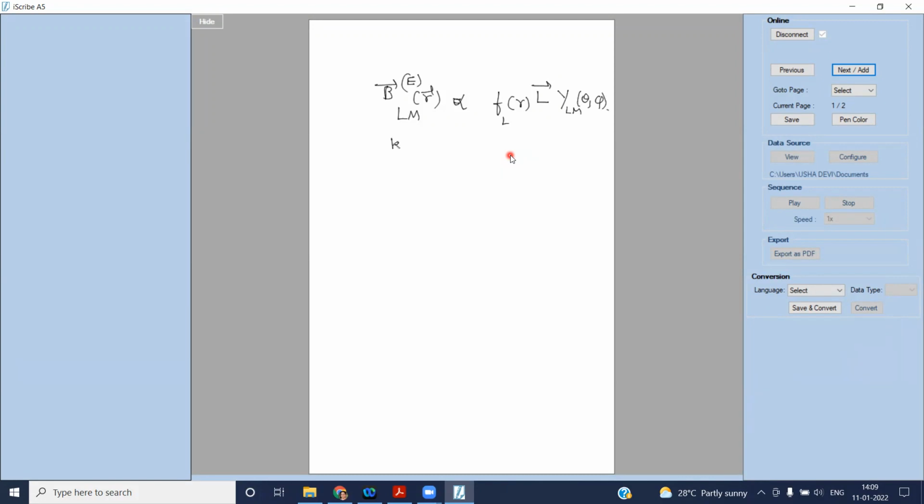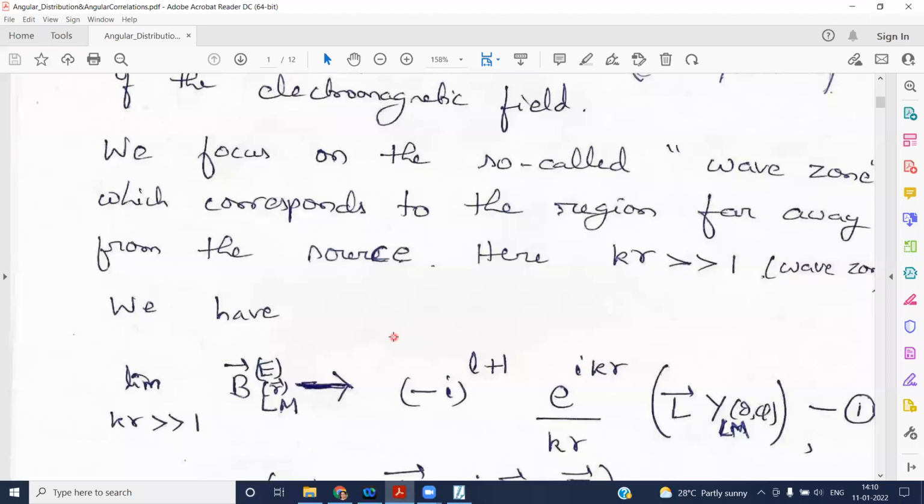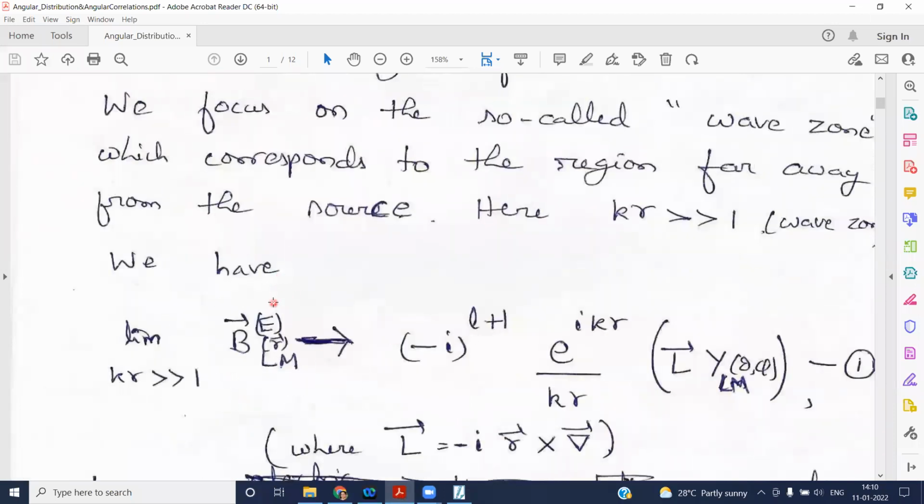Then if I take K into R much, much larger than 1, I know certain properties of spherical Hankel functions. There are two types. So if I say H L of 1 of R, in the wave zone, K R much greater than 1, I know its functional form, very, very easy to write. Otherwise also I know the form, but I can simplify it in the limit K R much larger than 1. I am only saying it. If you are curious, you can check spherical Hankel functions. I will write what B E L M of R is in the limit K R much larger than 1. In that case, this is going to be minus 1. Just a minute.